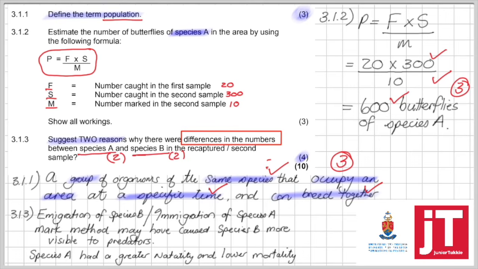So Junior Tukkies, I hope that this has helped. An exam question like this loves to test our complete understanding of population ecology. This is one exam question. Be sure to get your hands on the worksheet where we've got a couple of other questions that you can work through to prepare for the end of the year exam.